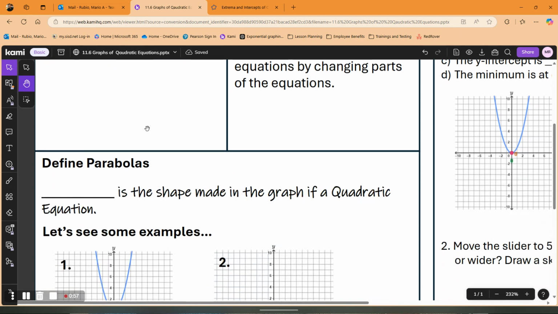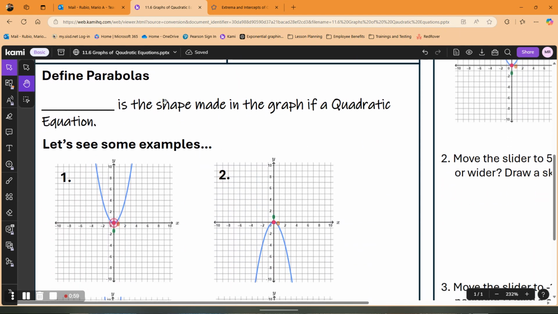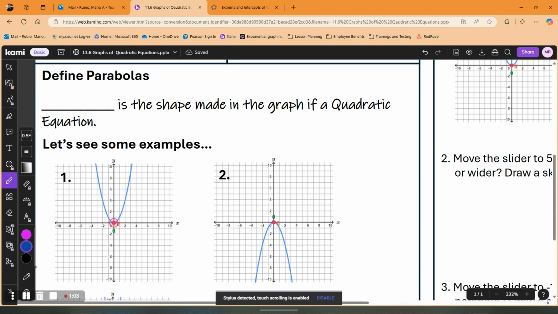For today, first let's make a definition, or let's define parabolas. So a parabola, you guys need to just fill in this blank. A parabola is the shape made by the graph of a quadratic equation. Okay.